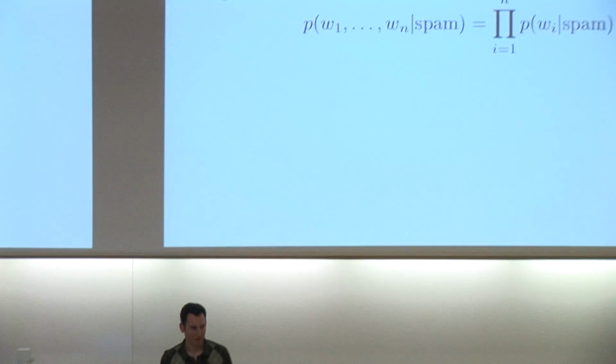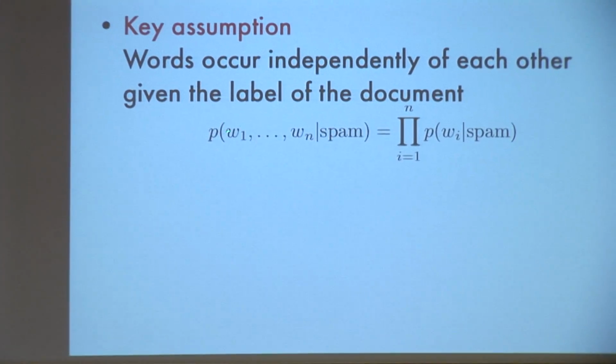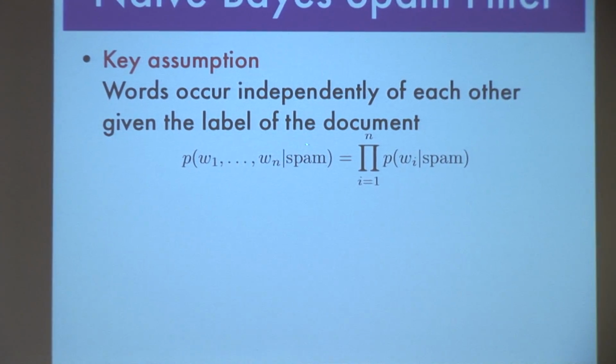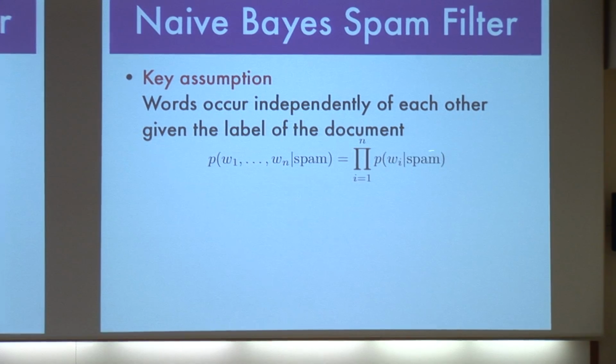Okay, so let's do a bit of spam filtering. So let's look at the NaiveBayes spam filter. The key assumption in NaiveBayes is that all the words, the occurrence of the words, conditioned on whether an email is spam or not, are independent of each other.